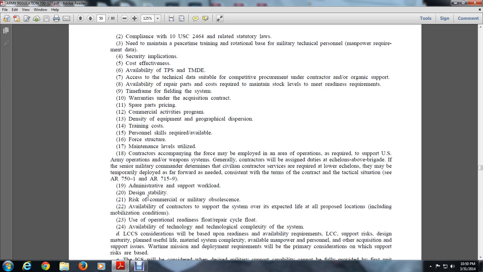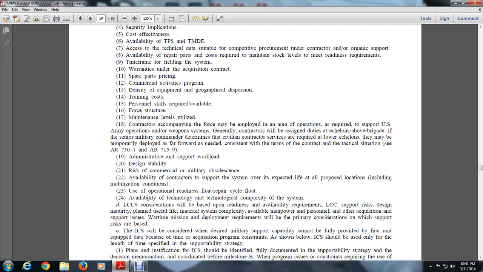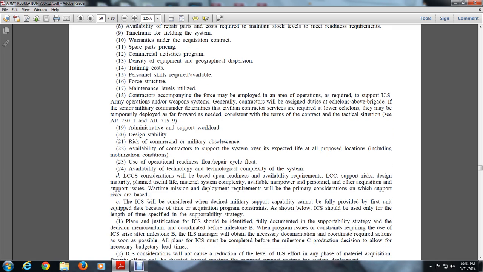Technological complexity of the system. D, LCC consideration will be based on readiness, availability requirements of the LCC, support risk, design maturity, plan, useful life, material systems, complex availability, manpower, personnel, other acquisition support issues, and wartime mission deployment requirements. The primary consideration on which the risk is based in ICSs is that the desired military support capability cannot be fully provided for the first unit of equipment based on a time or acquisition program constraint, as shown below. ICS should be used only for the length of time before the supportability strategies.